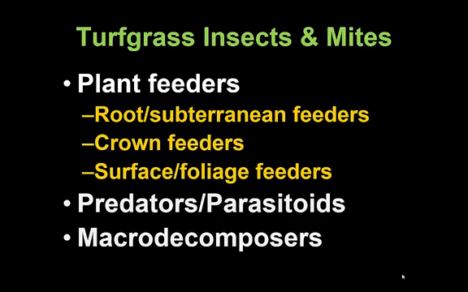In addition to the plant feeders, there's a great number of other kinds of insects and other invertebrates that are found in turfgrass. Many of these are predators or parasitoids of the insects that might be pests. In addition, there's a huge number of macro decomposers, things that are breaking down all the organic matter that is produced in a turfgrass system.